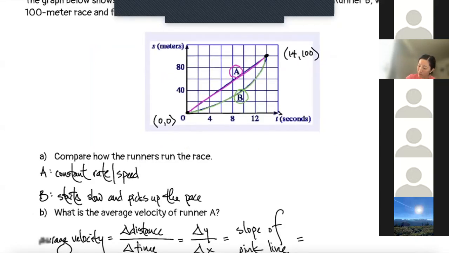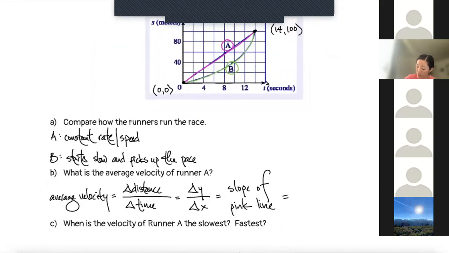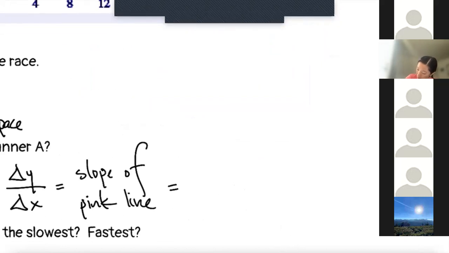Okay. But if we look at these two points, 14, 100, and 0, 0, if we want to find the average rate of change between these two, we can plug them into our slope formula. Okay. And so when we do that, we end up with 100 minus 0 over 14 minus 0. And we'll end up with 100 over 14, or we could reduce that to 50 over 7.